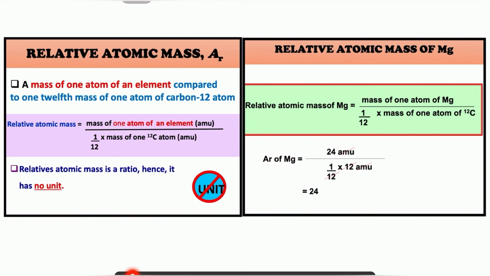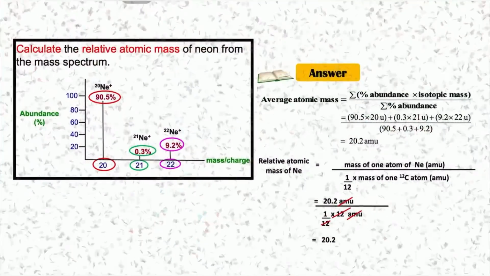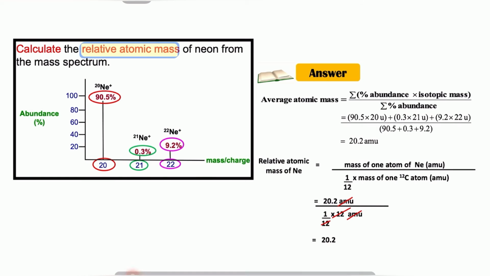For example, the relative atomic mass of magnesium. The formula is the mass of one atom of magnesium, which is 24 AMU, compared to 1/12 of the mass of one carbon-12 atom. So when you cancel AMU, you will get the relative atomic mass for magnesium, which is 24. There is no unit for the relative atomic mass. Let's see another example.